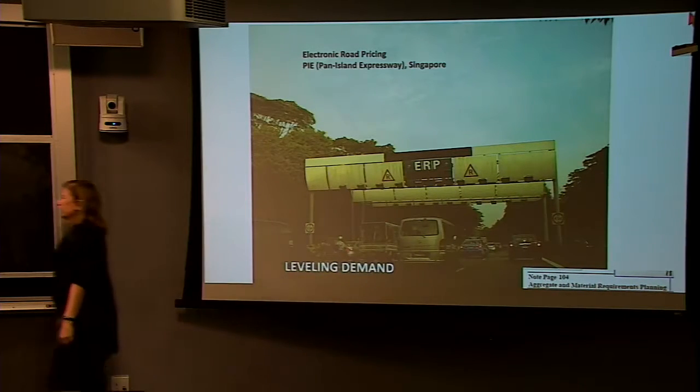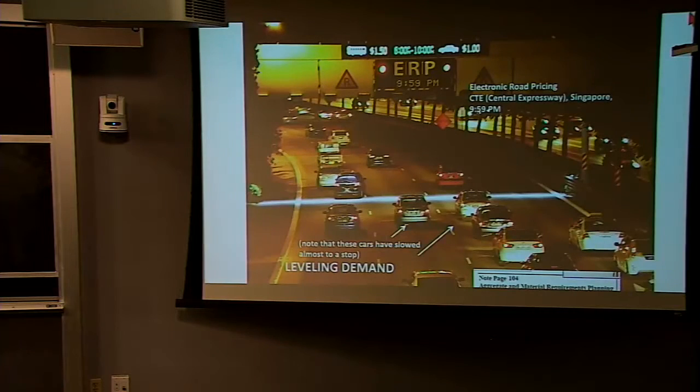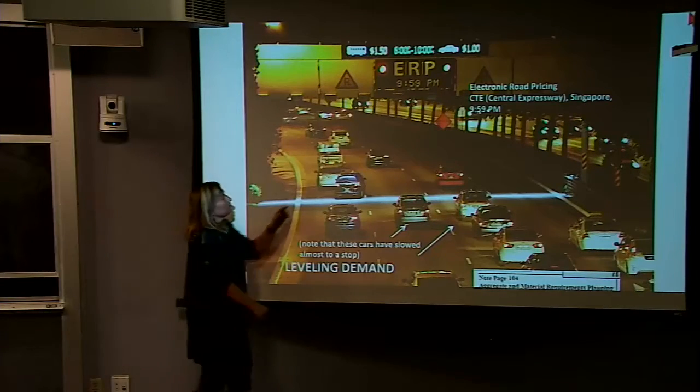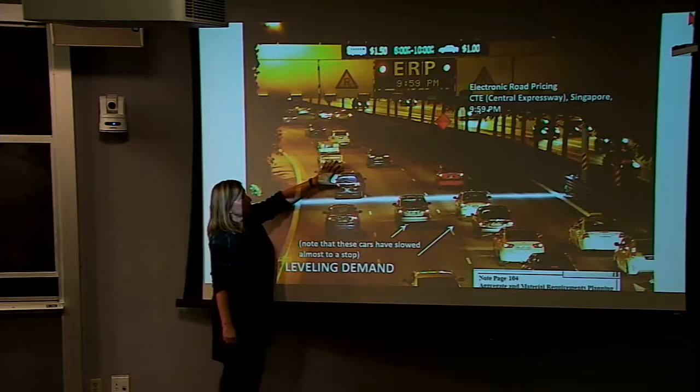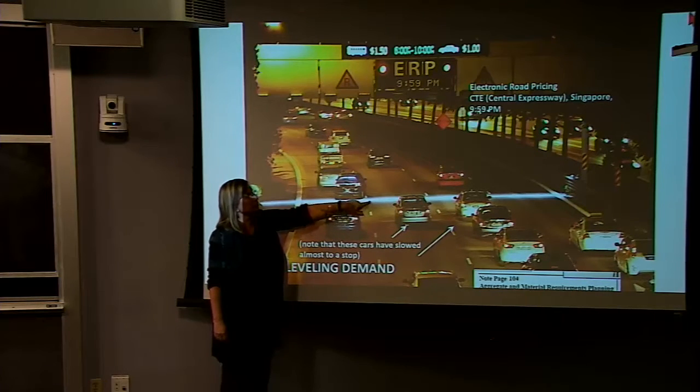Let me forward it. Let's look at a different expressway, because most major roads in Singapore are governed this way. This is from an overpass, the CTE in Singapore. And the person had waited to send me this photo. Do you see the time? 9:59 p.m. See this bright line? It's being projected by the gantry.